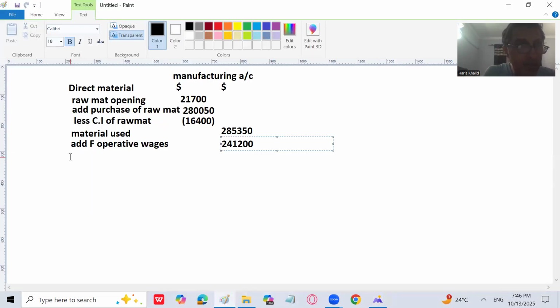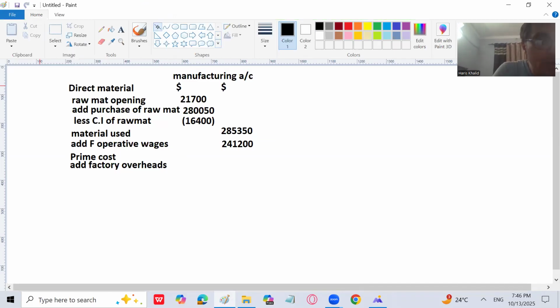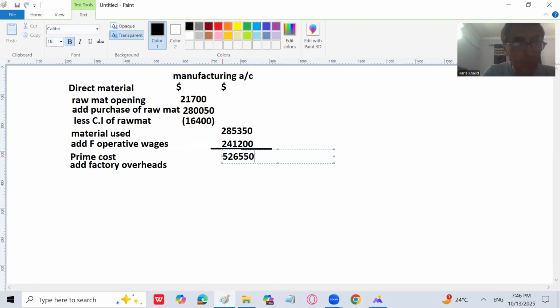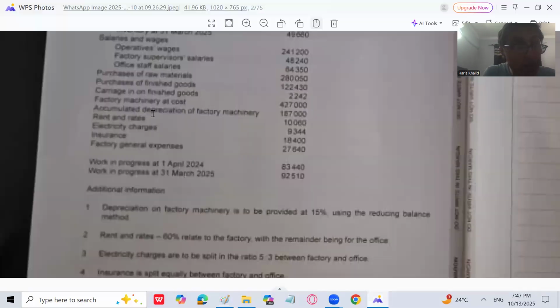Let me write the answer, which is going to be our prime cost, basic cost, initial cost, whatever you like. Then I will add factory overheads to that. So let's see the prime cost first. Let me go for the total of the prime cost. Very simple: 285,350 plus 241,200. So the answer is 526,550. Let me write it here: 526,550.